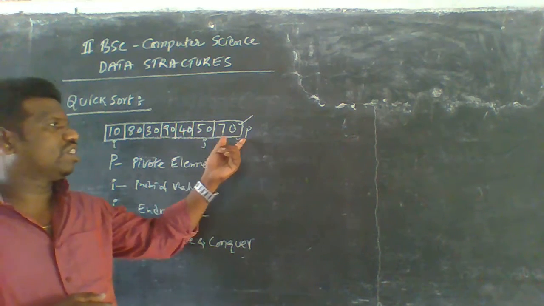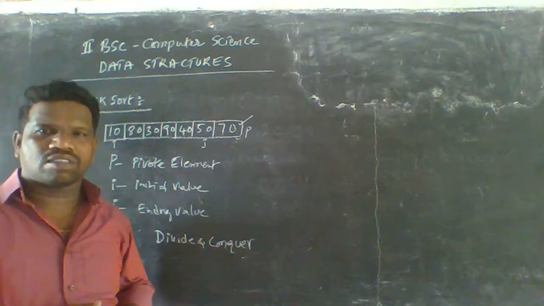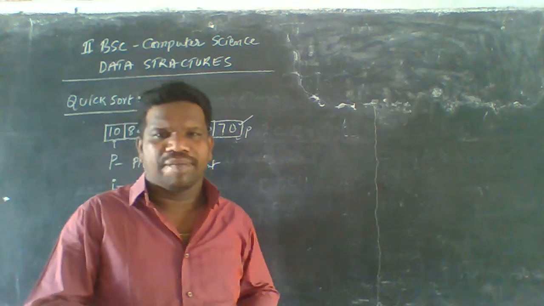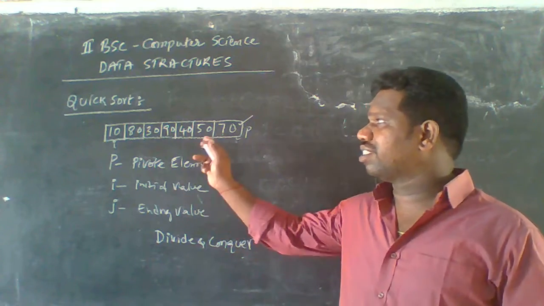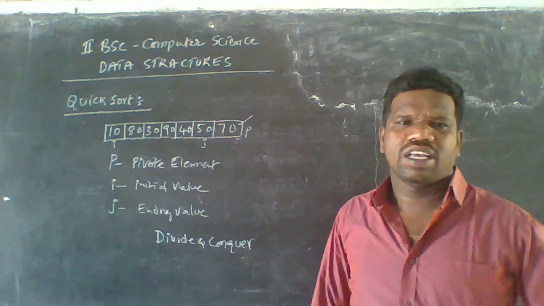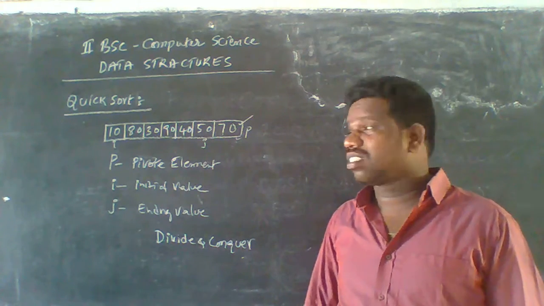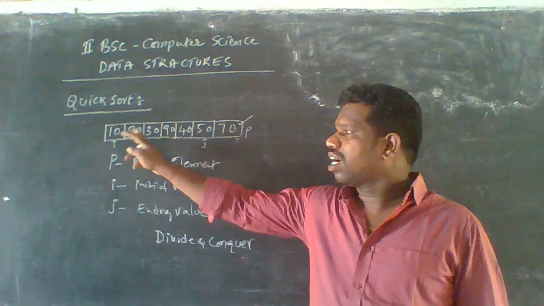Initially, we choose the pivot number as P, and we choose the values I and j. I means the initial value, and j is the ending value. That's why we are taking these elements. Now the process starts with the initial value I and j.